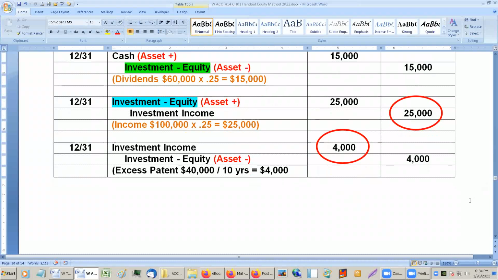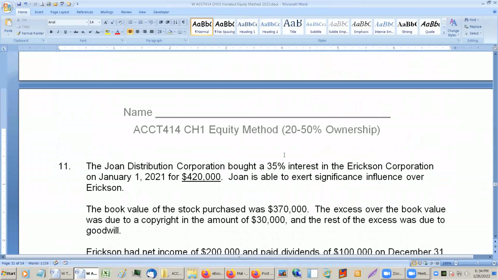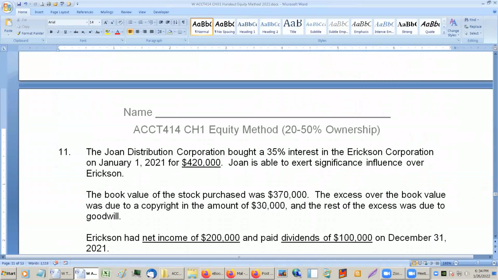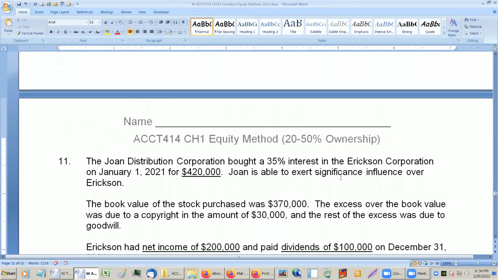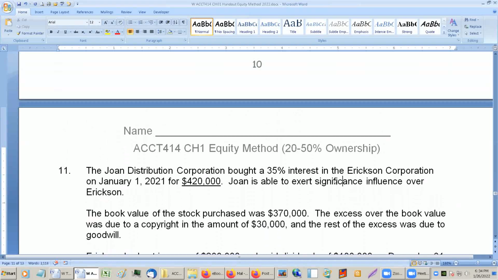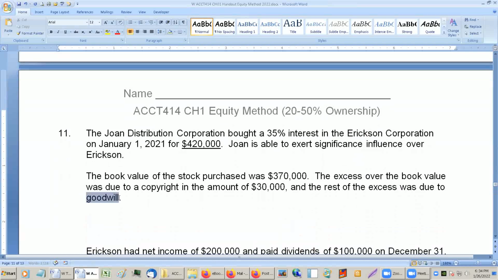Okay, let's jump into the next one. Okay, this next one, I'm going to butt in for just a moment. I'll let you guys take a look at it, but there's also something weird on here, and that is this goodwill. So there's a copyright, okay, so we got that. Goodwill, and the question is, what is goodwill?